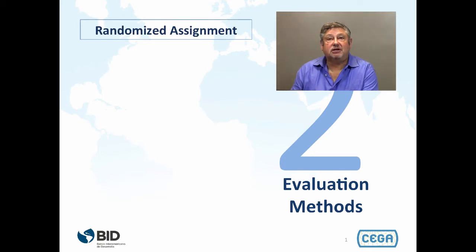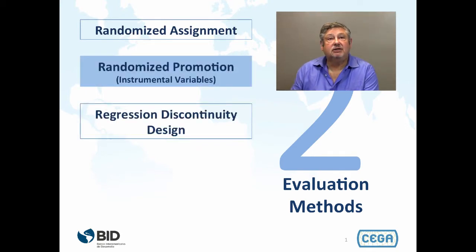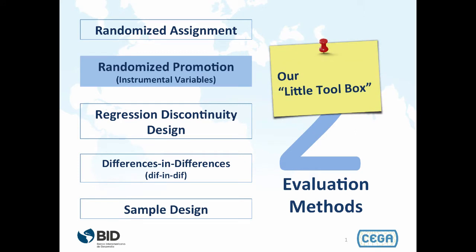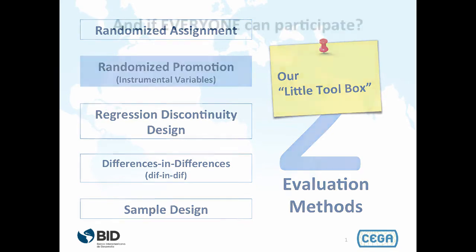We're in the middle of discussing our little toolbox, and in the last lecture, we discussed how to find a comparison group to estimate the counterfactual, and we talked about the gold standard, random assignment. Today we want to talk about randomized promotion or instrumental variables, and this solves a problem that many times doesn't allow us to implement perfectly randomized assignment.